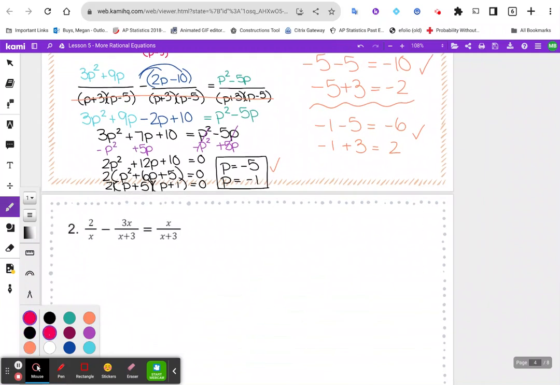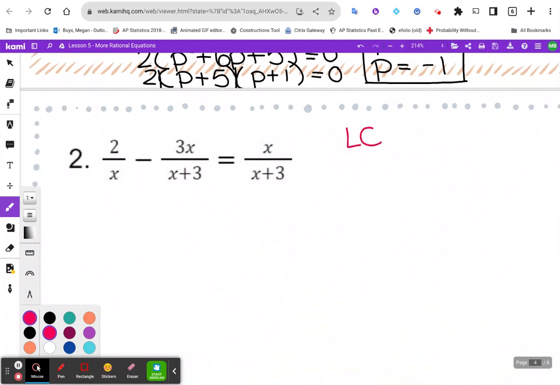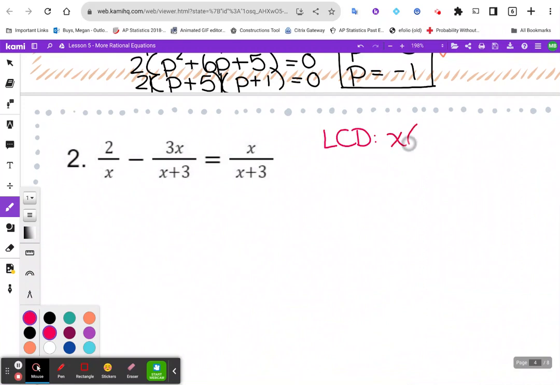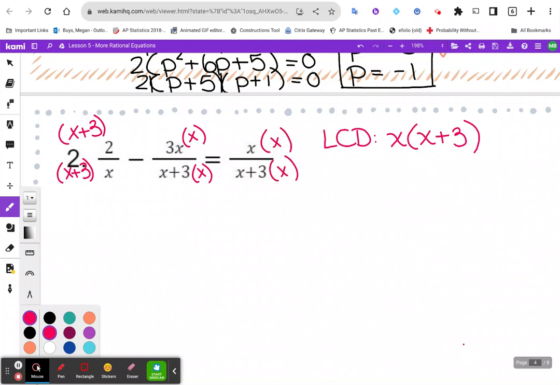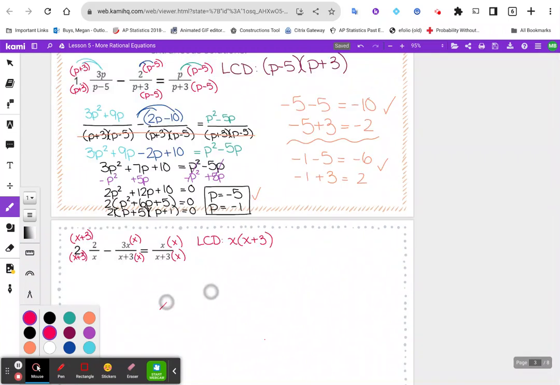All right, and the next one while I'm here, number 2. My LCD, remember, is going to be x times x plus 3. So that being said, I know I'm going to be multiplying by an x plus 3 for the left fraction, and I'll multiply by an x in the middle and by an x on the right side. Now, it's up to you if you want to write it out like I did in the previous step, you can. I like to cheat the system a little bit.